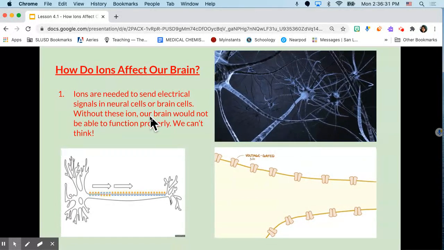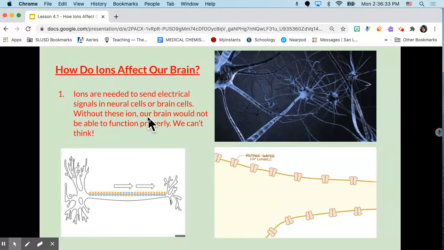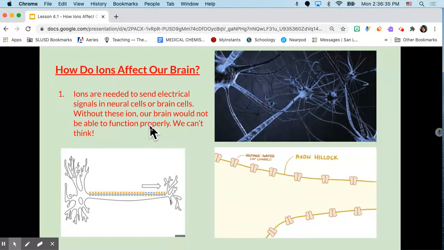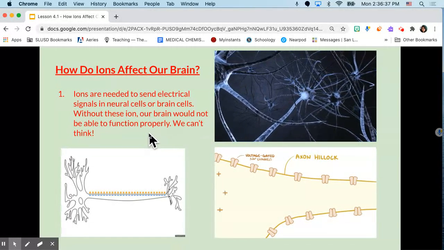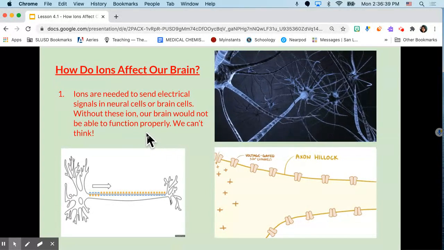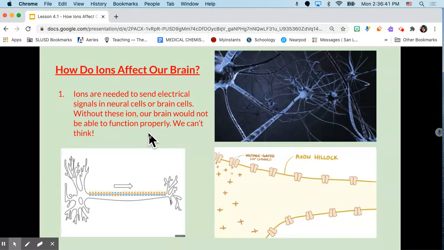And without them, you would be dead, basically. You couldn't think, you couldn't function properly, you would not even be alive, you couldn't move, nothing would happen.